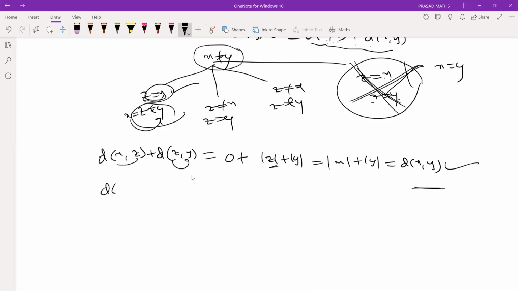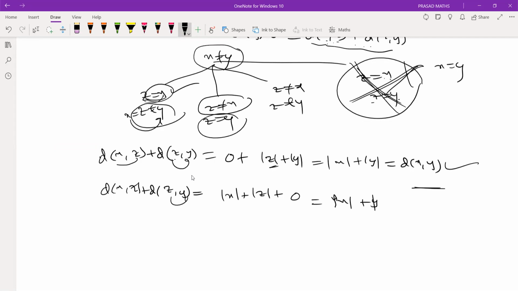If you take this case, the distance between x, z plus the distance between z, y, with z ≠ x. What is my case? z ≠ x means |z| + |x|. What about z = y? 0. Therefore, |x|. What is my z? z is nothing but y.